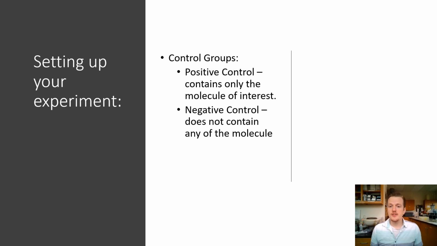So the positive control only contains the molecule of interest, so you're just seeing how the molecule acts on its own under the conditions that you're running your experiment. And then you have your negative control, which doesn't contain any of the molecule, so then you can see how the reagents that you add into it act on their own. And so you need to compare these to what your experiment does so that you know what typically happens and then what happens when you actually run your experiment.